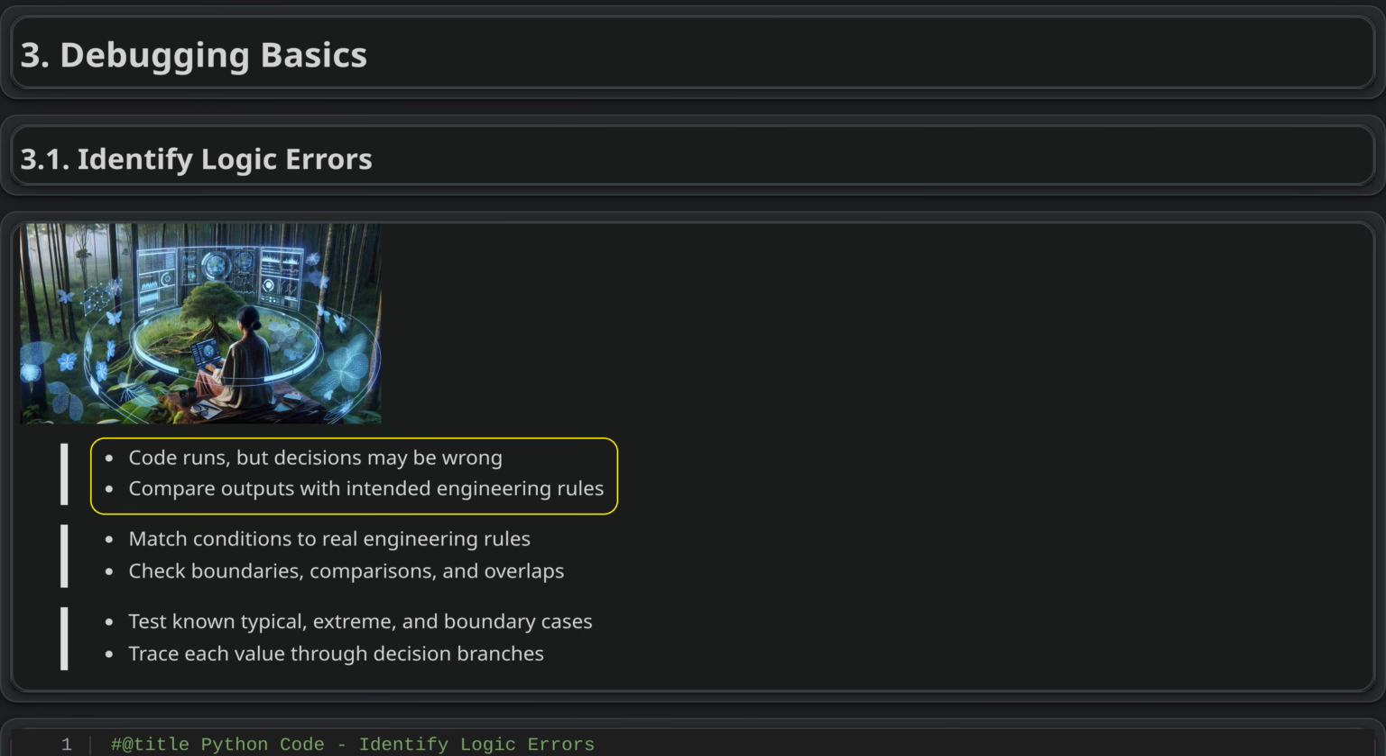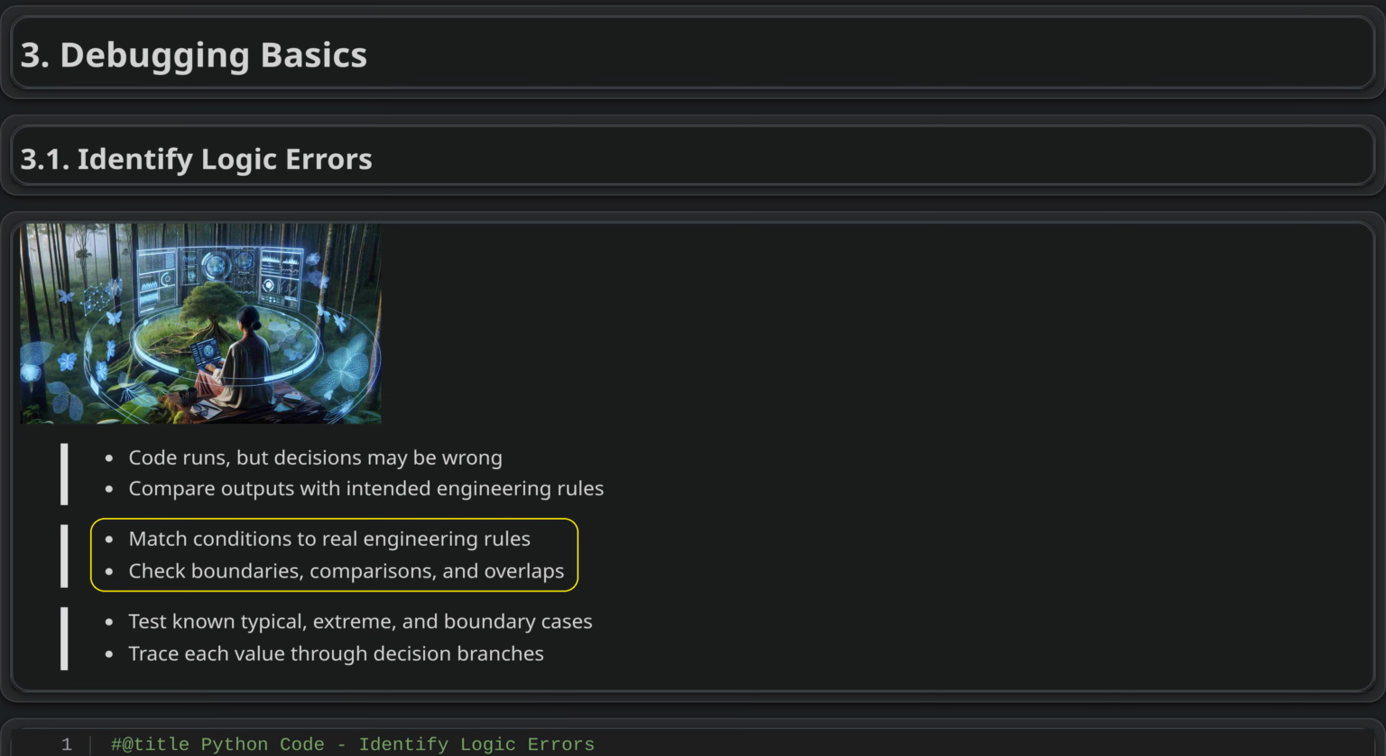To find logic errors, compare what the script does with the real engineering rules it is supposed to follow. Restate each condition in plain language and check that it matches the situation being modeled. Be precise about boundaries, such as whether a limit is included or only values above it should trigger action. Also check both ends of ranges, since reversed comparisons or missing limits can cause serious mistakes.